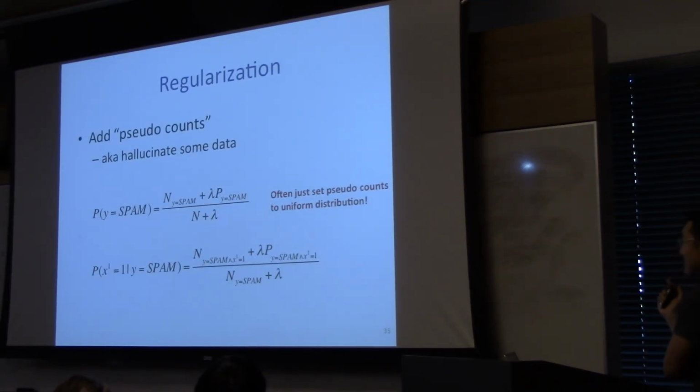Regularization works the same way as the previous unstructured model class. You just add pseudo counts. It's the most standard way to do regularization for naive Bayes. And often you just set pseudo counts to a uniform distribution. So P here, P of y equals spam, would just be 1/2. And lambda is the number of data points you hallucinate. Lambda doesn't actually need to be an integer. You could hallucinate half a data point. If you think that you only need to hallucinate half a data point for very little regularization, that's also fine.